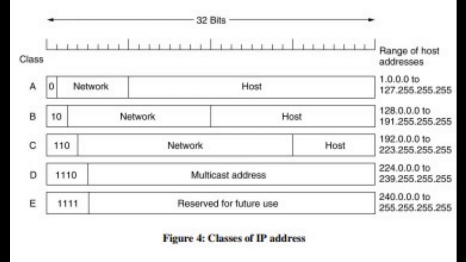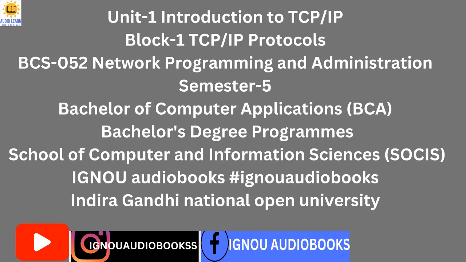Look at the screen. Class A addresses have a first byte in the range 0 to 127. The remaining 3 bytes can be used for unique host addresses. This allows for 126 networks, each with up to 16 million hosts. Class B addresses can be distinguished by first byte values in the range 128 to 191. The first 2 bytes are used for the net ID, and the last 2 for the host ID, giving addresses for 16,000 networks, each with up to 65,536 hosts.